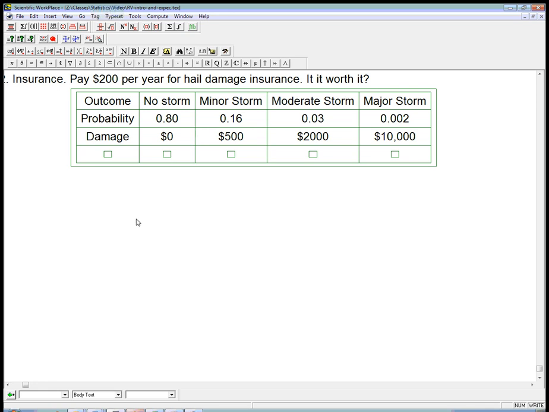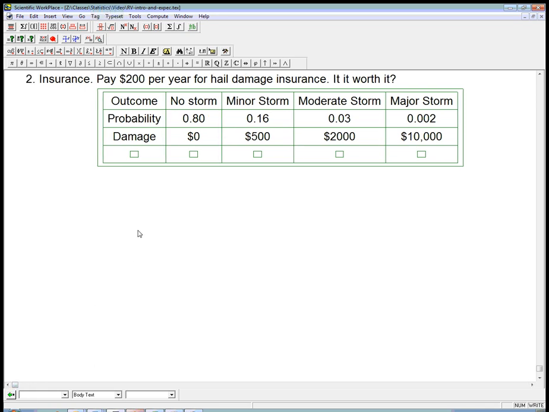Let's look at another problem with random variables and expectation, and we'll do it with the official terminology from the start. So it's an insurance problem. Here's the deal. You're paying $200 per year for hail damage insurance, mainly for your roof, but I guess for your windows and stuff too. Is it worth it?